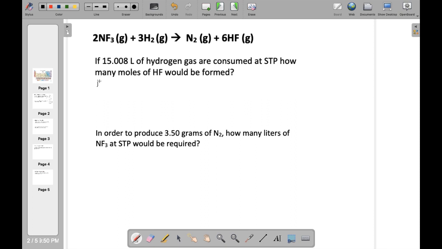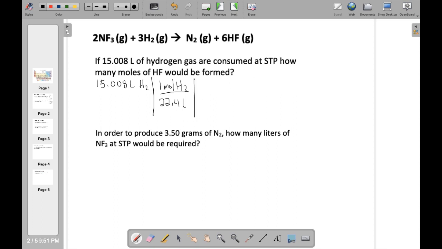Well, I will start in my upper left-hand corner and put 15.008 liters of H2. And I need to convert this to moles. That's always a good first step. Well, I now know that 1 mole of any gas at STP, so hydrogen gas, equals 22.4 liters. So if I do this math, I will now know how many moles of hydrogen gas I have. So this is the exact same step in mass to mass stoichiometry, but instead of grams right here, I have liters.